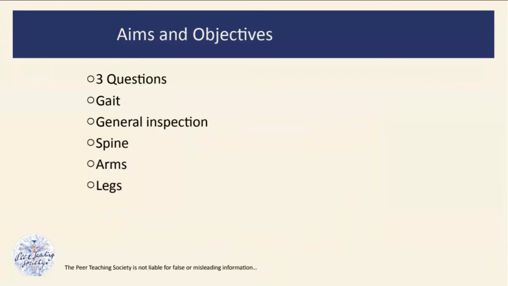So essentially, the GALS exam is a mnemonic. So it's gait, arms, legs, and spine. But unfortunately, this isn't actually the order that you carry out the exam in. So the GALS exam starts off with 3 questions which you need to ask the patient. Then you assess the gait. Then you do the general inspection. Then you want to look at their spine, their arms, and their legs. So it's more GSAL rather than GALS, in fact.